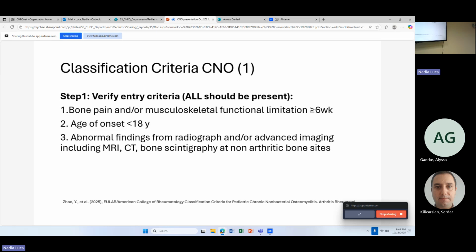So as I mentioned, this is a chronic condition. So, you know, bone pain for 1 week is not going to cut it. Typically, this is something that is going on for longer. Age of onset, less than 18.